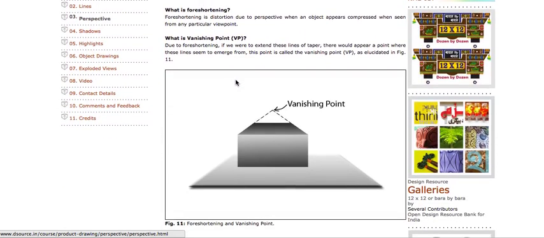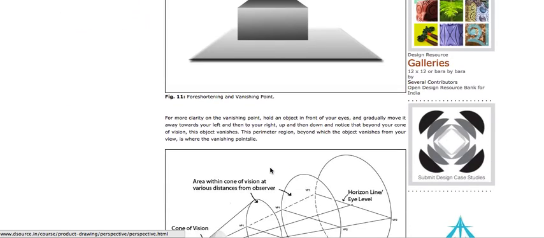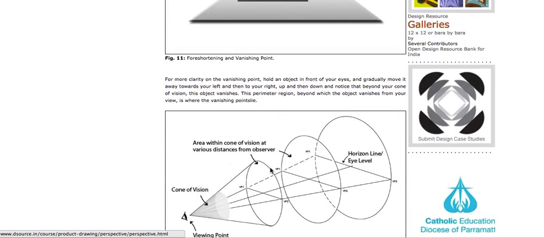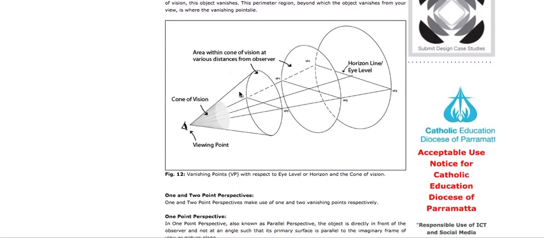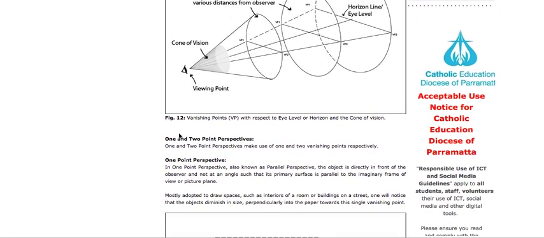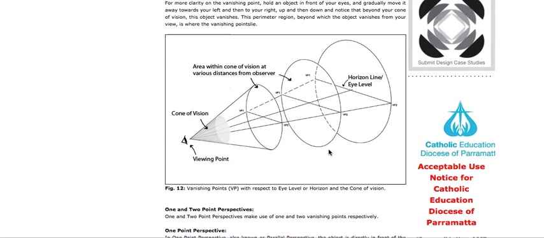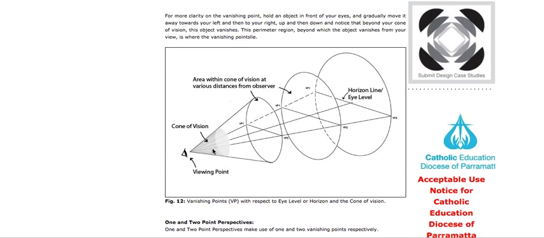But what is a vanishing point? It's that perspective of looking at something in the foreground: if you're close it looks bigger, and if it's further away it looks smaller. So there's a point which we call the vanishing point, and you can read that there. What I want you to look at is that there are 1 and 2 point perspectives in terms of vanishing points, and this is called a one point perspective.